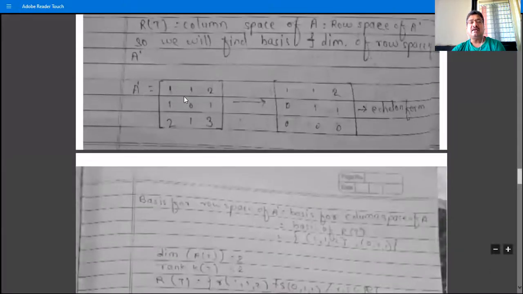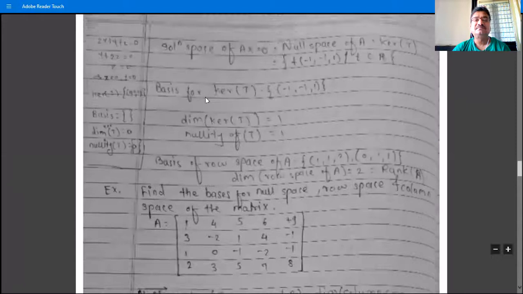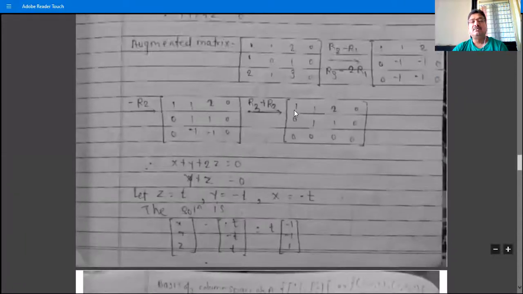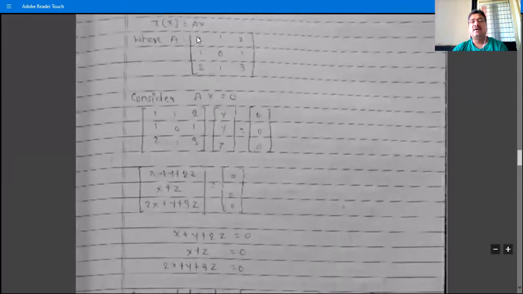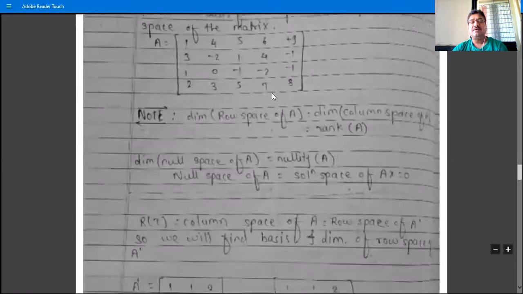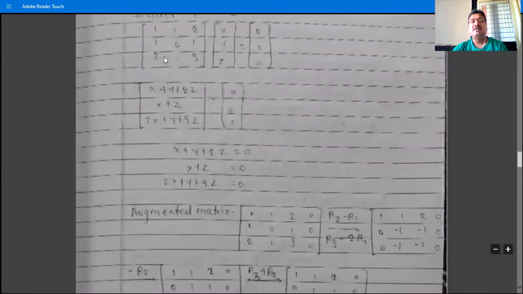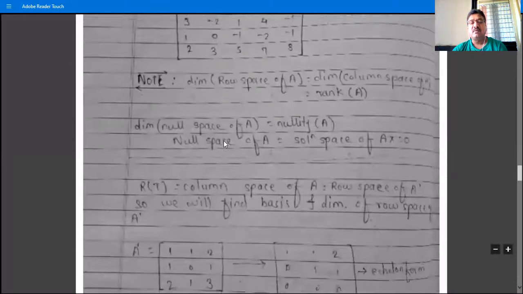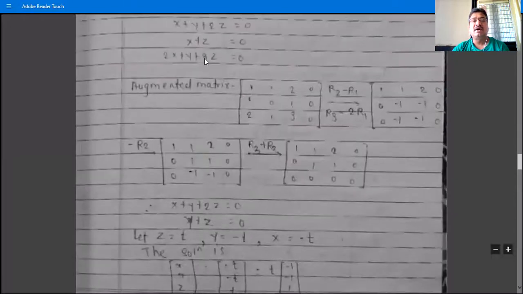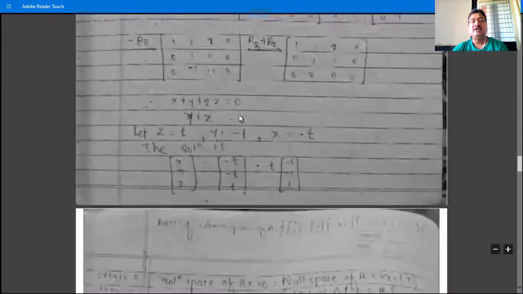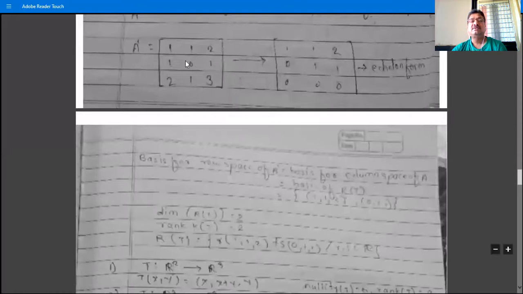That is A dash. What is A dash? Write the transpose of this matrix. Write the first row 1, 1, 2 as the first column. Then write the second row, 1, 0, 1, as the second column. And write the third row, 2, 1, 3, as the third column. So this is A transpose. Right: first row as first column, second row as second column, third row as third column.